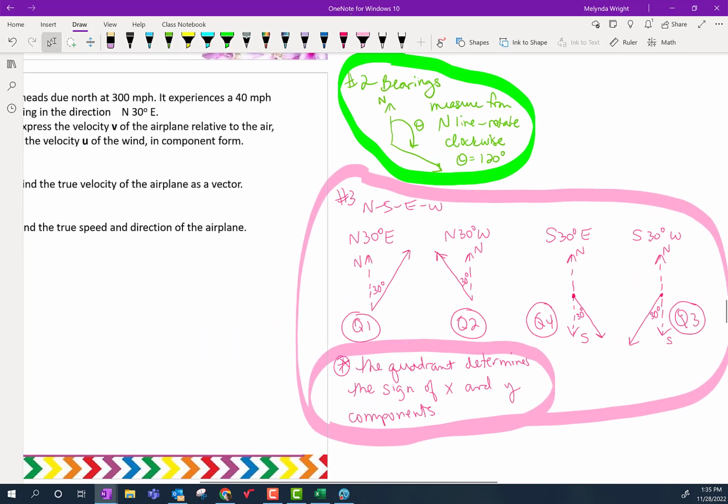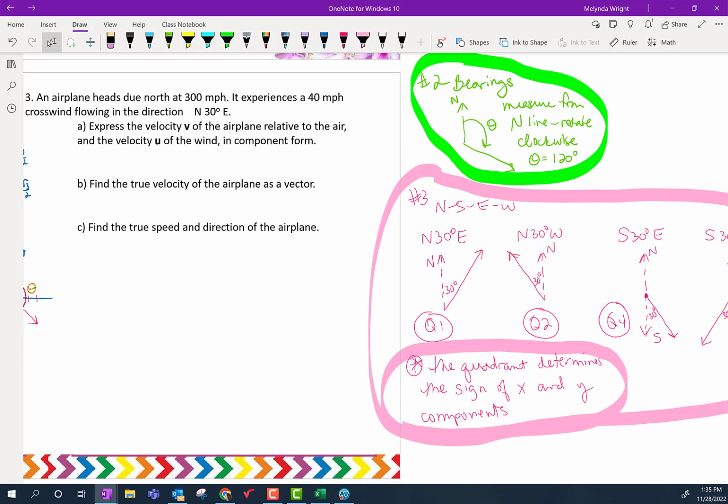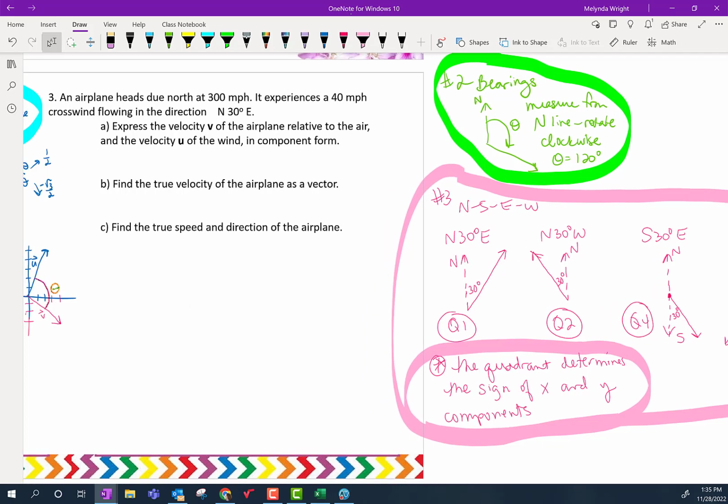Now let's do this last problem. We have an airplane that heads due north at 300 miles per hour. It experiences a 40 mile per hour crosswind flowing in the direction north 30 degrees east.